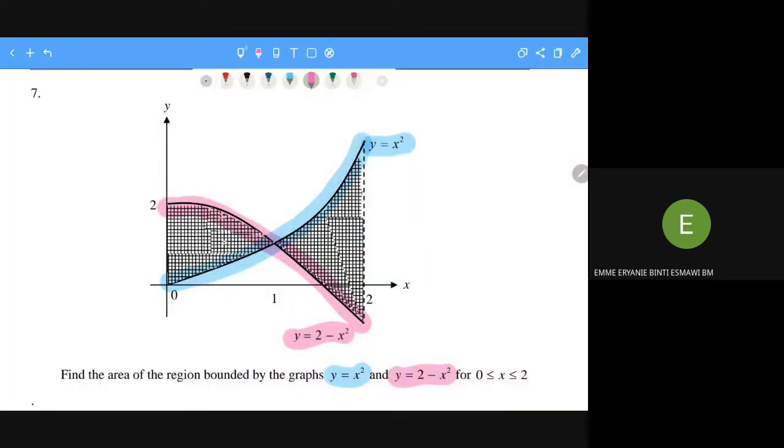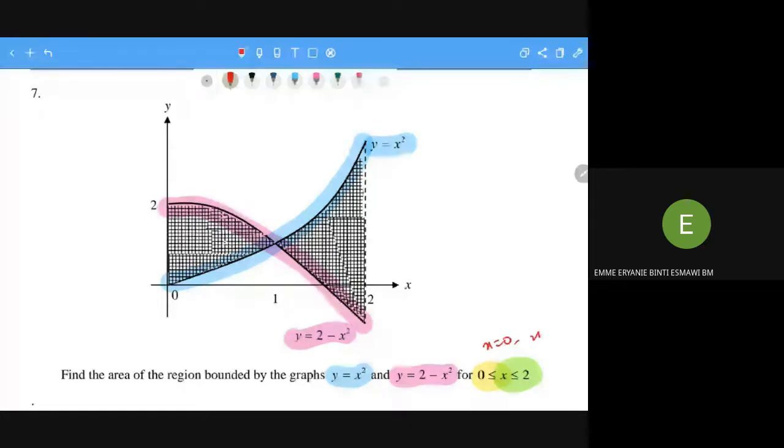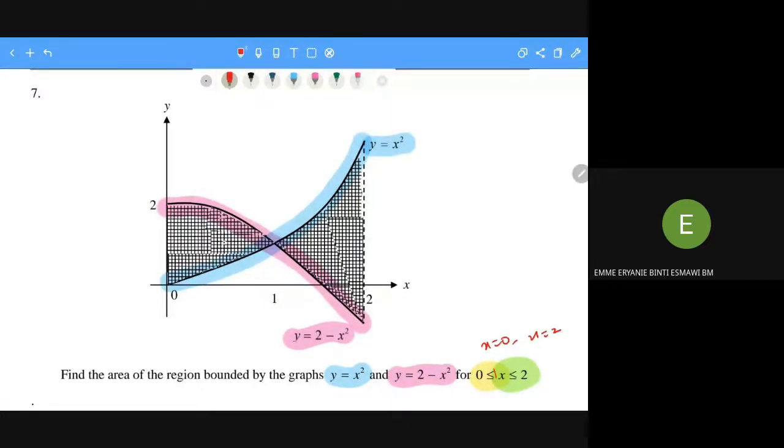And then dia bagi yang ni, for x equal to 0 dan x equal to 2. So itu maksudnya dia macam terbahagi pada dua line lah. X equal to 0 line dan x equal to 2 line. Okay. Dan ini maksudnya dia di antara tu sahaja. So the boundary region is between that, not beyond that.